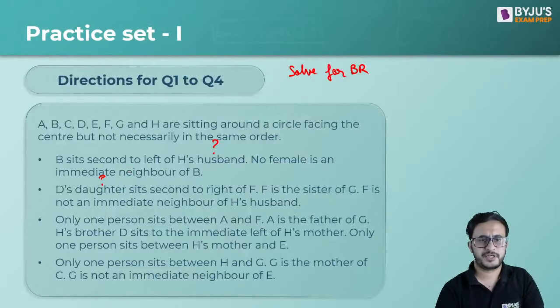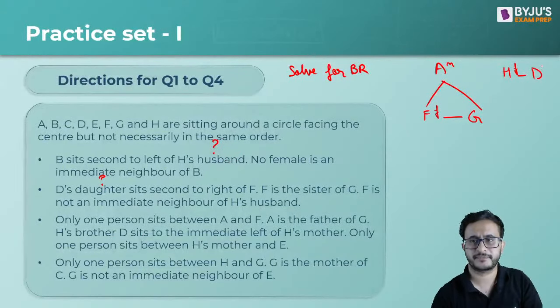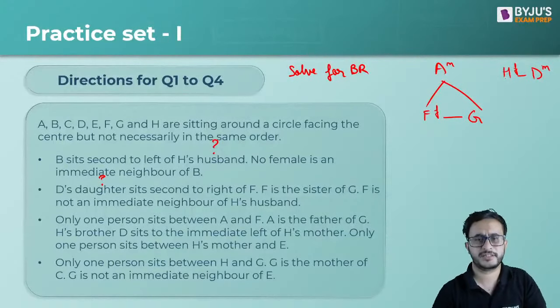All right, so let's see this. Ignore this statement. It says F is the sister of G. So F is a female and she's a sister of G. A is the father of G, so A will be the father of both of these people. H's brother is D, and H's husband is mentioned too, so H is a female and her brother is D. So they are a sibling pair.